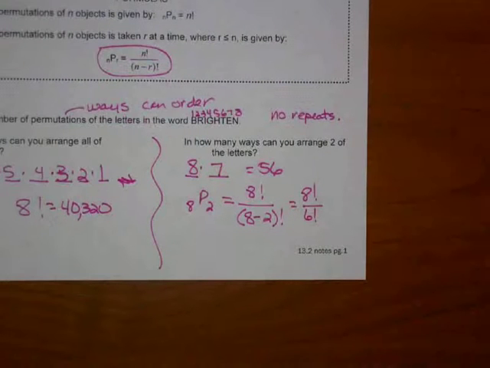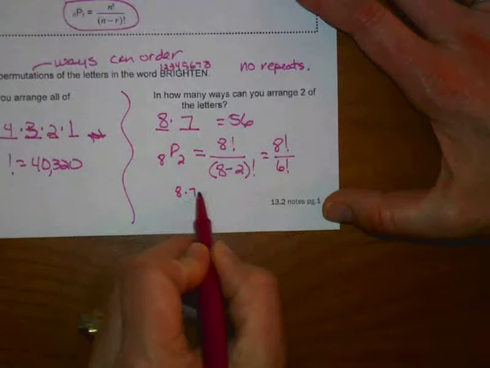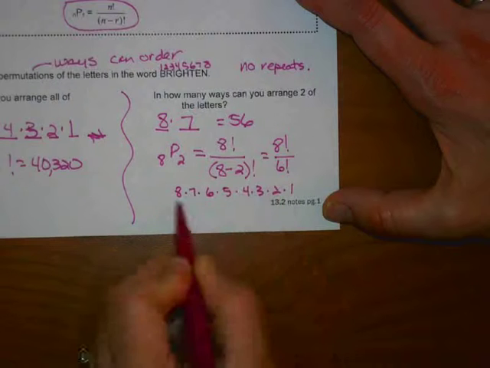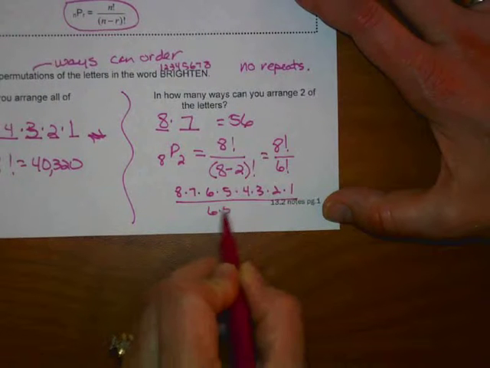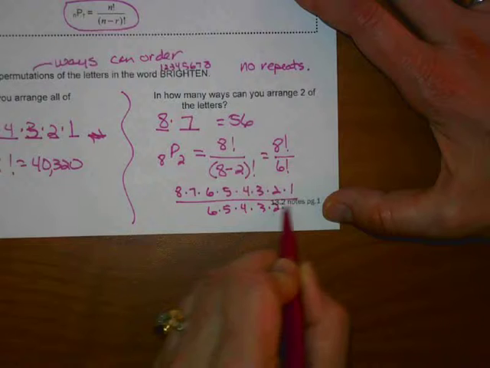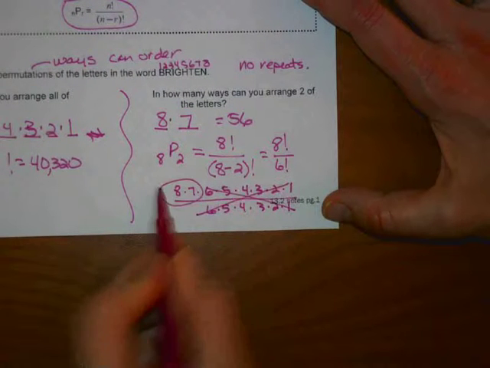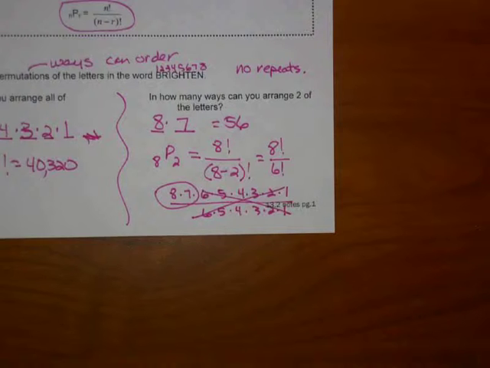Oh, wait a minute. Think about what that means. If I expand that, look what's going to happen. 8 times, you don't have to write this, just look. If I expand that, I actually get this, don't I? And those all cancel out, and I just have that. So that's how that formula works. So it's 56. 56 ways you can just arrange 2 of the letters.